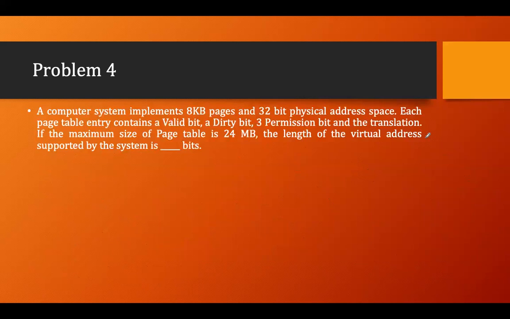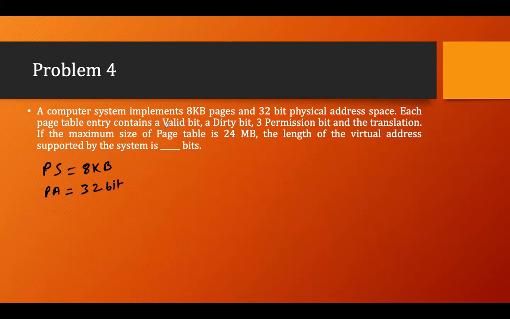Then the next question says that a computer system implements 8 KB pages. So it is showing 8 KB pages. It means the page size. It is giving the page size. Page size is 8 KB. 32-bit physical address space. What is a physical address? Physical address is 32-bit. So physical address space, we can find it out, right?